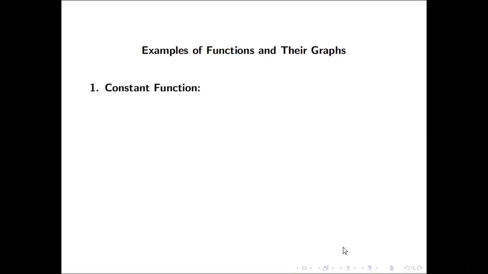Let's start with the most basic types of functions: constant, linear, and quadratic. For a constant function, from the word itself, it means a function whose value is a constant. And it is of the following form: f of x is equal to k, where k is a real number, a constant real number. In other words, no matter what the value of x is, the value of y will always be k. So that's the constant function.